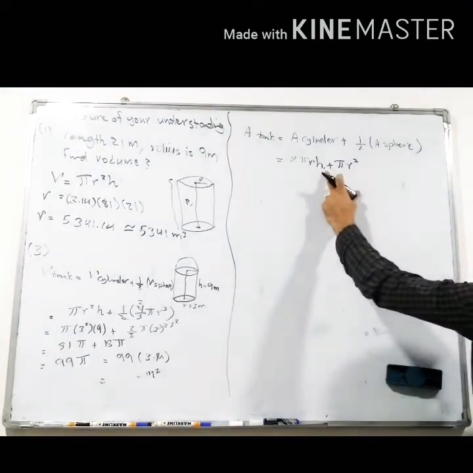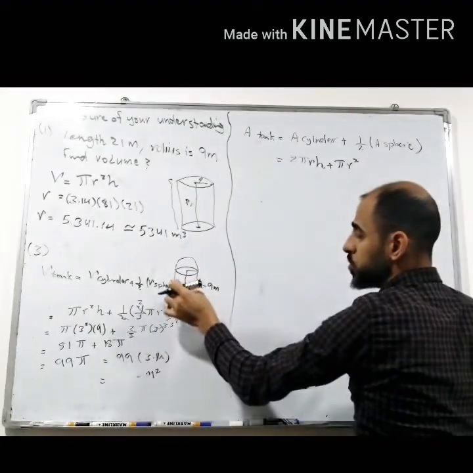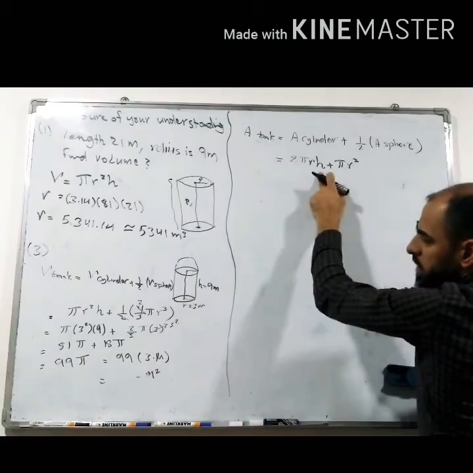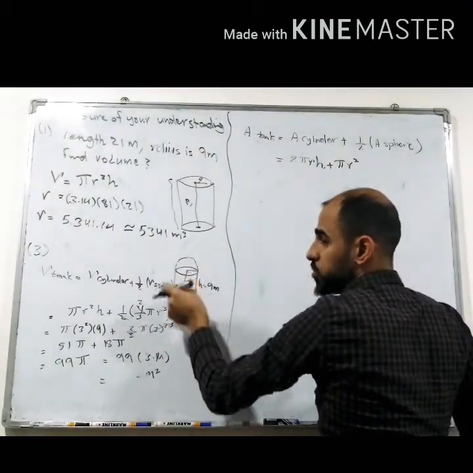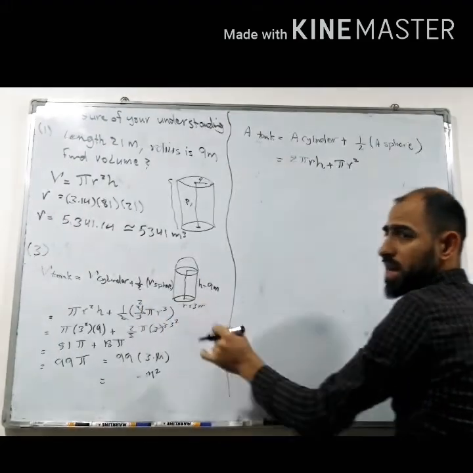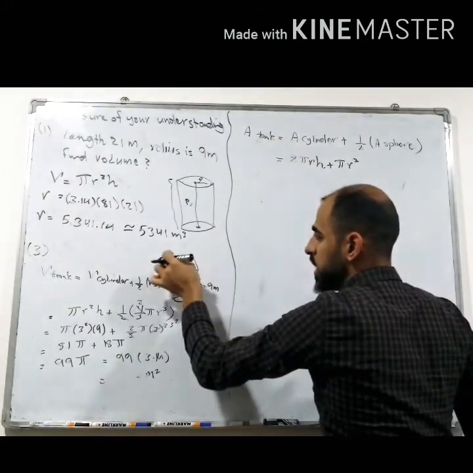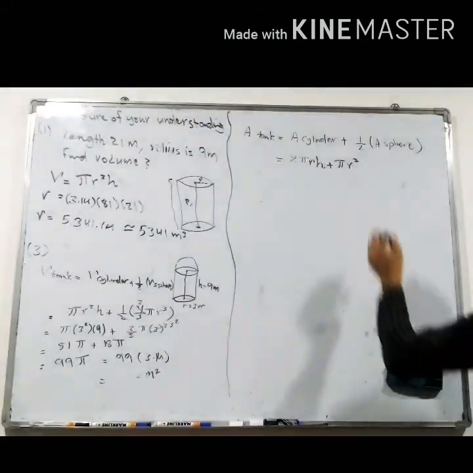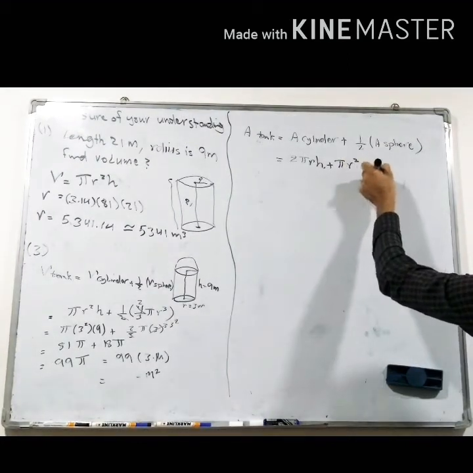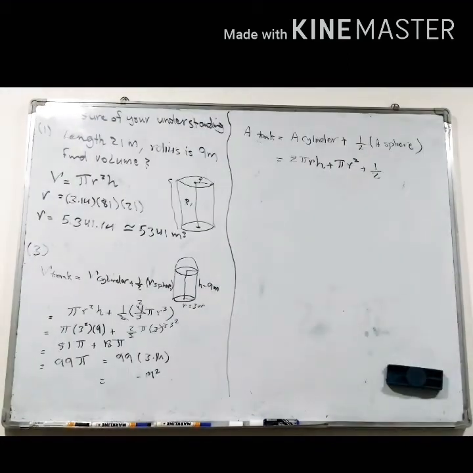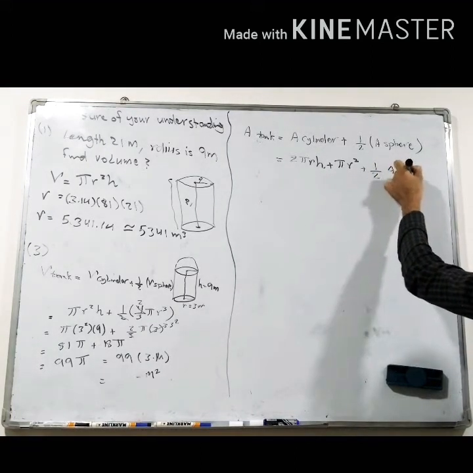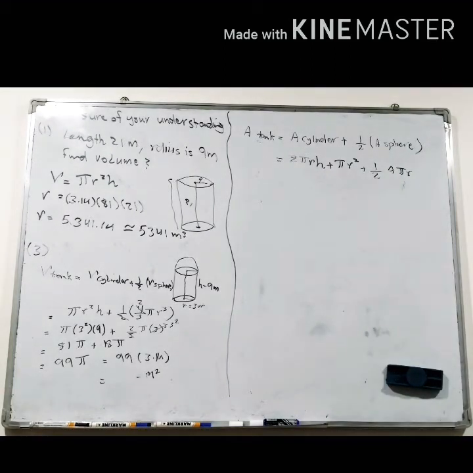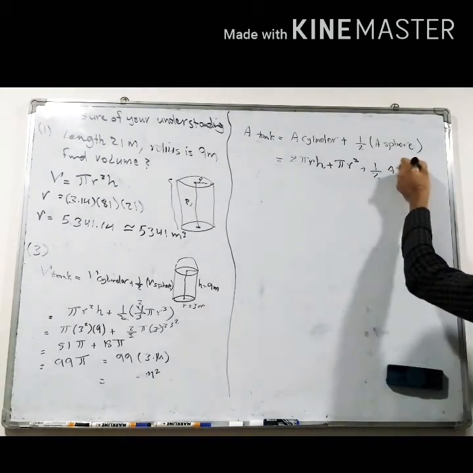Here the law of the total area of the cylinder will be the lateral area plus the area of one base, just one base, not two bases. Why? The area of one base, not two, because the upper base will go with the hemisphere, plus 1 over 2 of a sphere. Now 1 over 2, the area of a sphere is 4 pi r to the power 2.